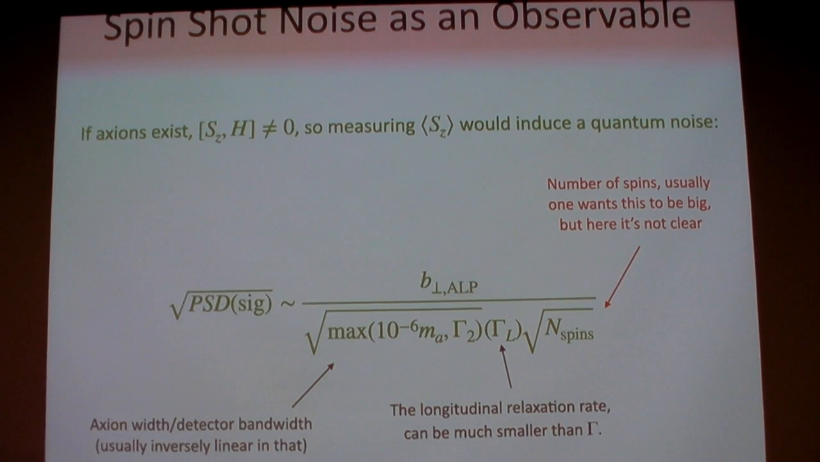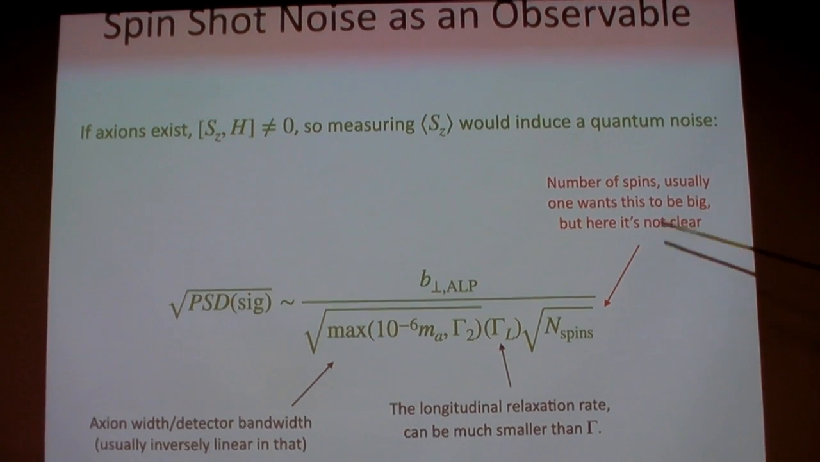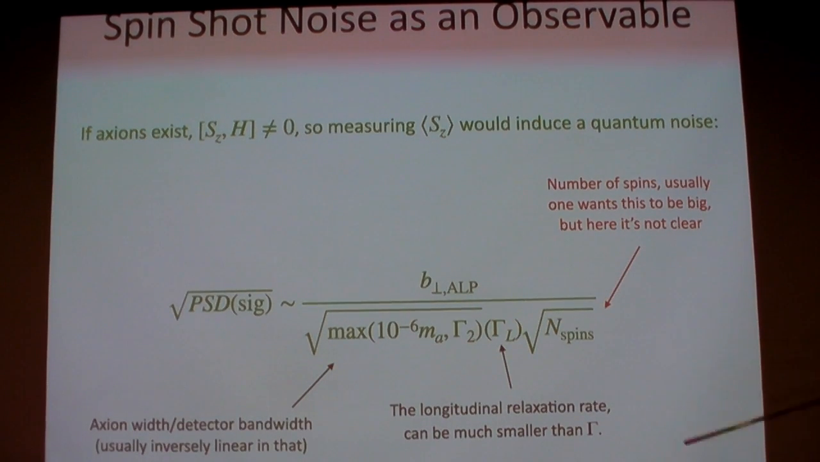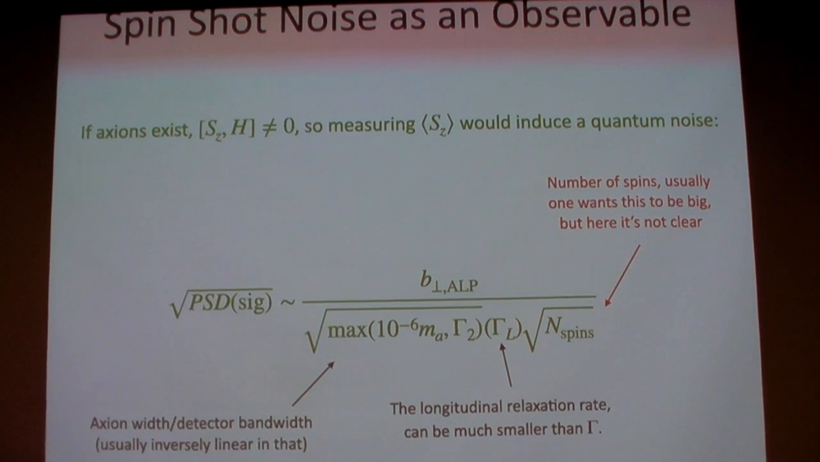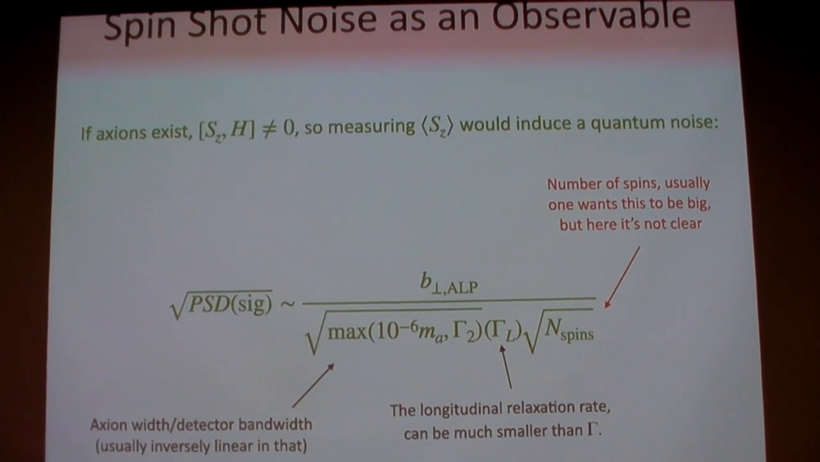Usually you want this thing to be big, but now that there's no longer a spin projection noise, and in fact your effective signal goes like 1 over the square root of spins, you might want to actually make the system smaller. So this is a very unusual kind of parametrics that might change completely how you want to think about it. And this is just a very interesting idea.